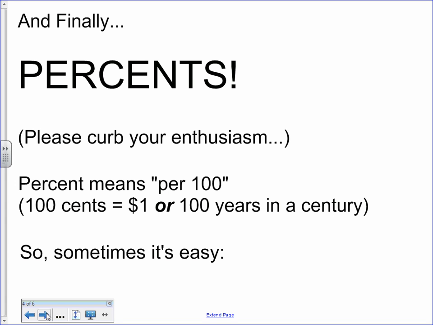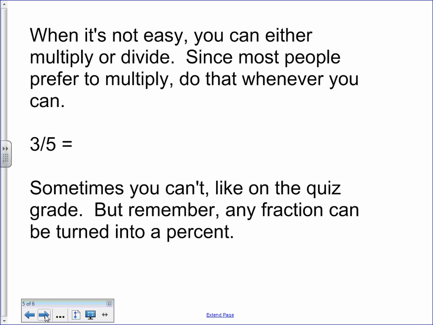Percent means per 100 or out of 100. Think of it. 100 cents is $1, or 100 years in a century. Right? So percent means per 100. So if I told you that 18 out of 100 kids were left-handed, that's easy. That's 18%. Right? 18 out of 100. You really don't even have to do any math because it was already out of 100.